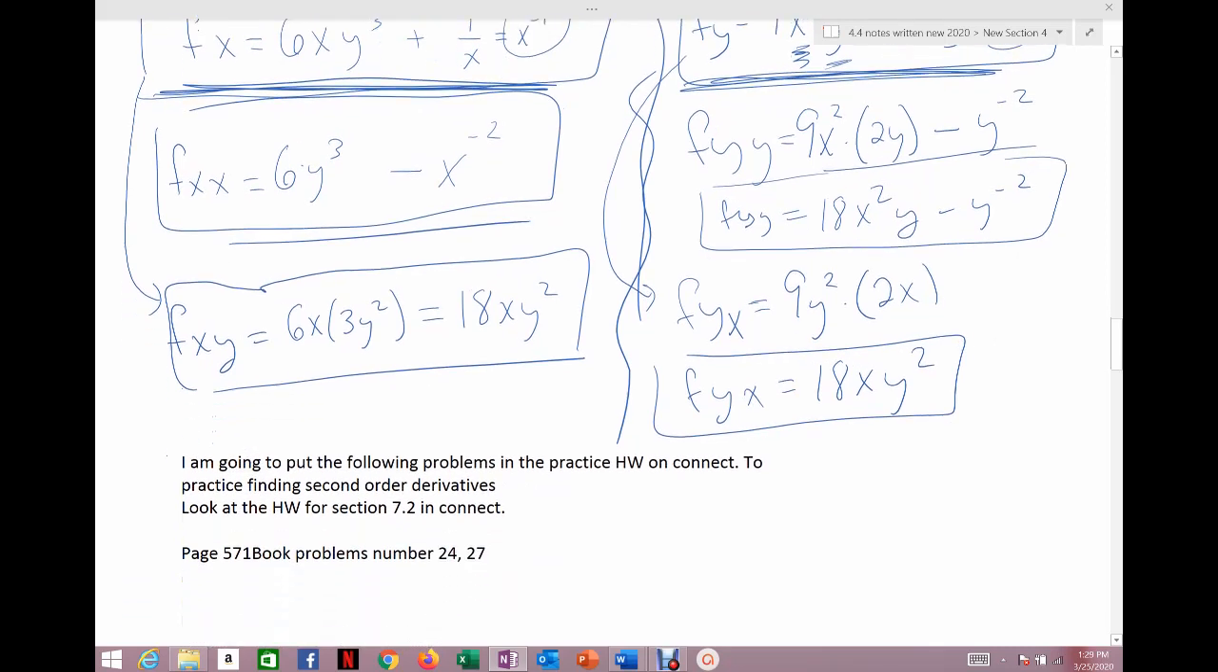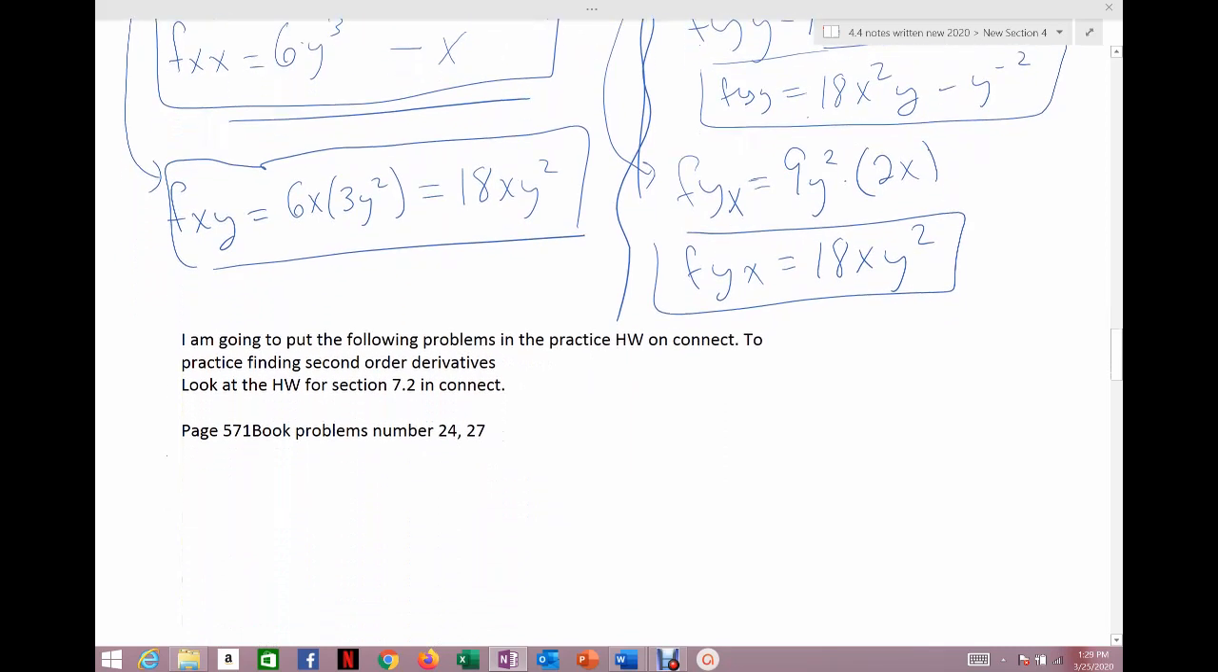Now in your notes, if you printed it off or looking at the handout, I said I was going to do book problems, but I went ahead and put those in. They're just practicing finding second order derivatives, so hopefully, again, if you understood today's notes. So I went ahead and put those problems in the Connect homework. If you go to look at the Connect homework for 7.2, these problems are built into it. So go look there and practice finding first order and second order derivatives.